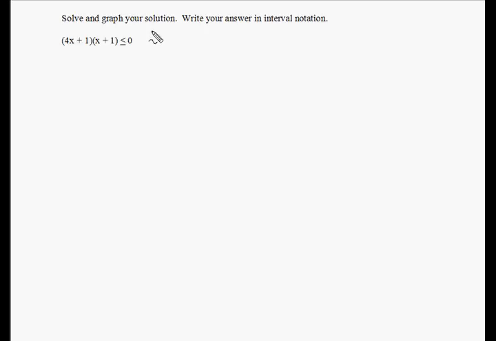Solve and graph your solution. Write your answer in interval notation. So we're going to take this quadratic inequality, 4x plus 1 times x plus 1, and change it to an equation.